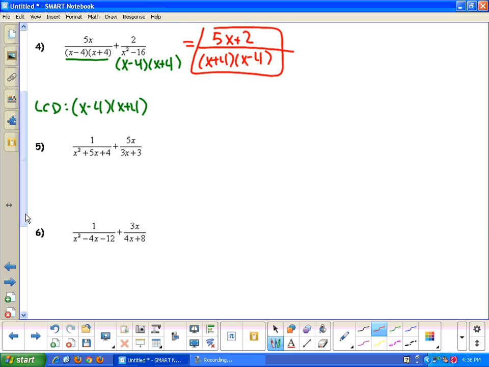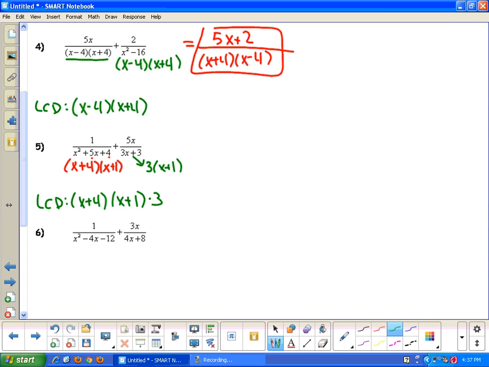For number 5, I would do the same thing. First, I would want to factor the x squared plus 5x plus 4. So I want factors of 4 that add up to 5. So 4 and 1. So this is going to be x plus 4 times x plus 1. And then for the next one, I can factor this fraction into 3 times x plus 1. So I need to find my least common denominator first, which is going to be x plus 4 appears once in the first fraction, and then x plus 1 appears in both once, and then also I have times 3. So this is my least common denominator.